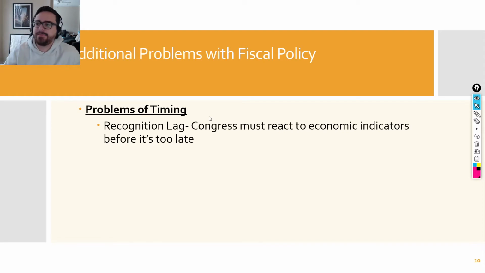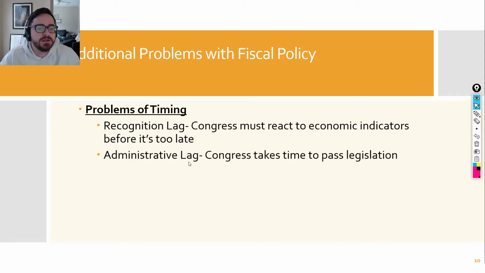COVID, it's like, boom, it's happening. It's like, oh, shoot. All right, we'll do something. It also takes time to pass legislation. This is the problem we're facing right now for the last 4 months, which is we probably need another stimulus bill. Like, I'm pretty sure everyone on both sides is like, yeah, we probably need another bill.